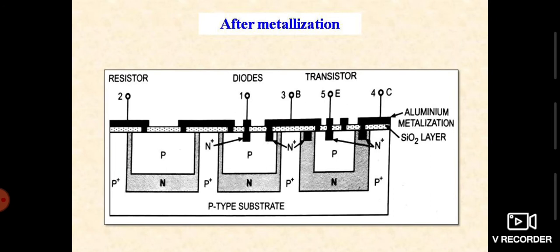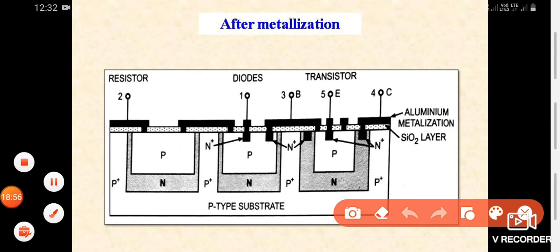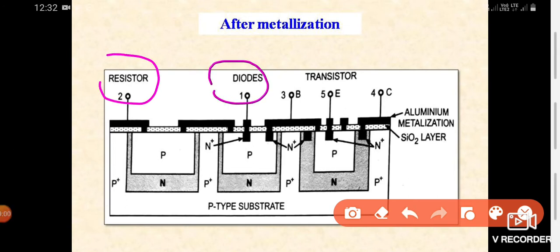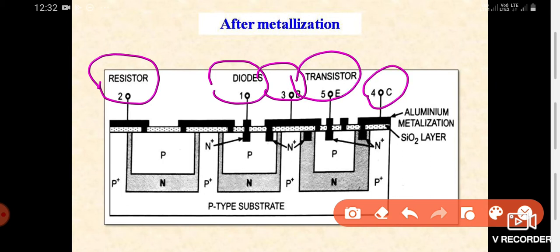Terminal 1 is the anode of the PN junction diode. Terminal 2 is the resistor. Terminal 3 is the base of the transistor. Terminal 4 is the collector of the transistor. Terminal 5 is the emitter of the transistor. I suggest you draw this picture on your copy.